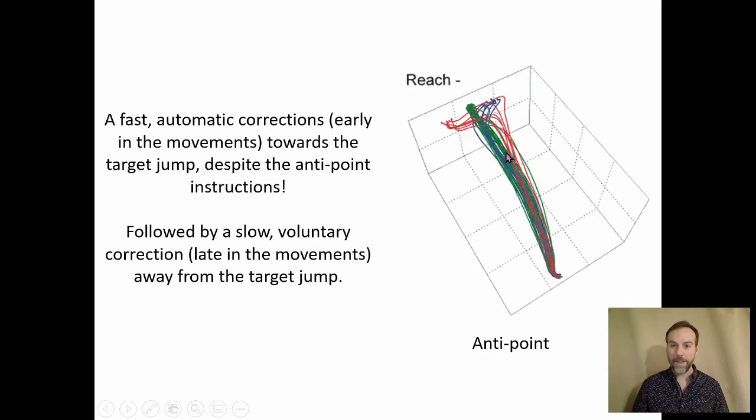So we start, the fast automatic system takes us in the wrong direction, and then what happens is a little while later, the slow voluntary system kicks in. So this is a slower system, which means more neurons are involved and it's more complex. And it's complex enough to handle all sorts of complex instructions, like anti-point. So it takes a little longer for it to kick in, but it considers the complex instructions of anti-pointing. So a little bit later, it says, no, fast automatic system, that's not what we want to do. We need to anti-point. So it overrules the fast automatic system and allows you to anti-point in the opposite direction of the target jump. Let's look at that a little closer.